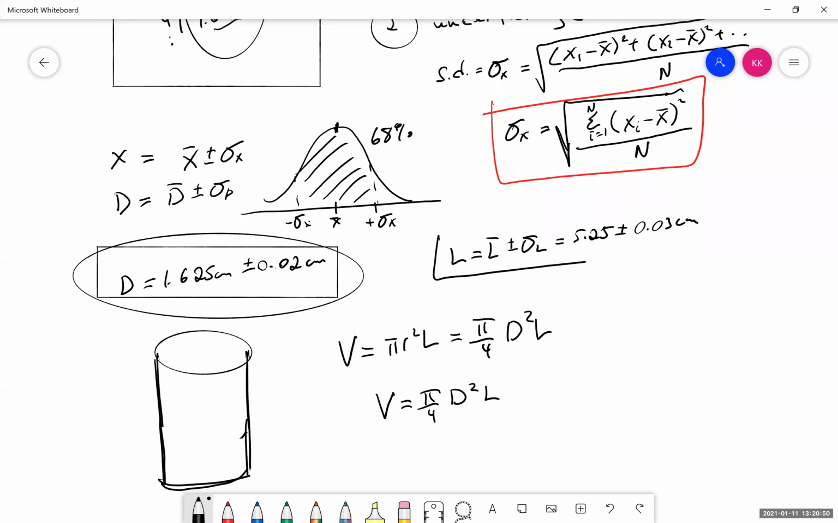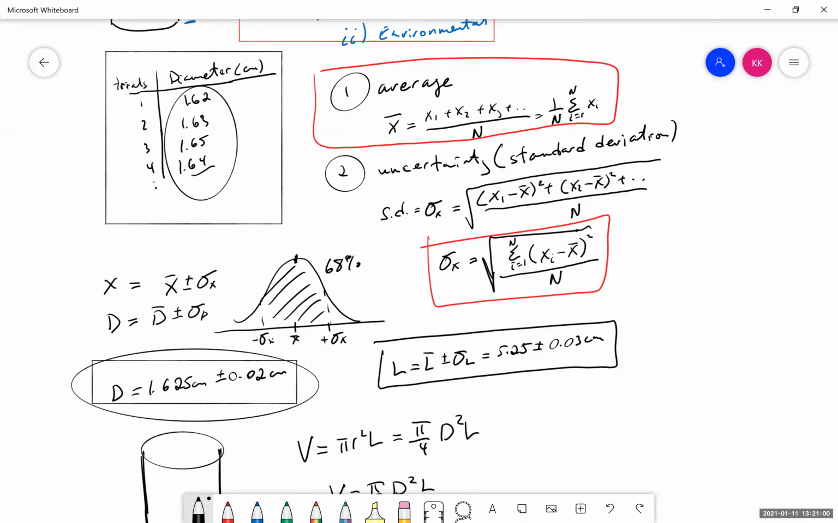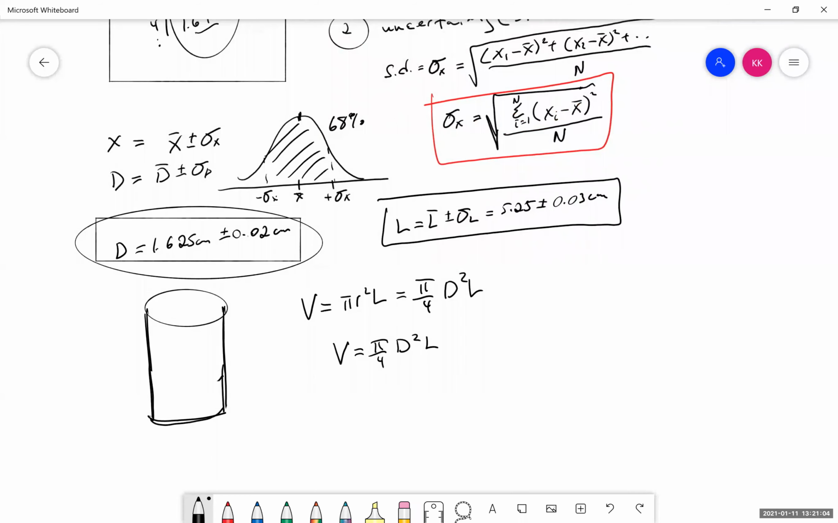So let's say those are the values. That means those are the things that I can directly measure and use those equation 1 and 2 to calculate average and standard deviation for. Okay, so those are the simplest ones as a measurement. Now, the volume, for example, is a derived quantity. It's not a measured quantity. It's a derived quantity. And I have one equation for that.